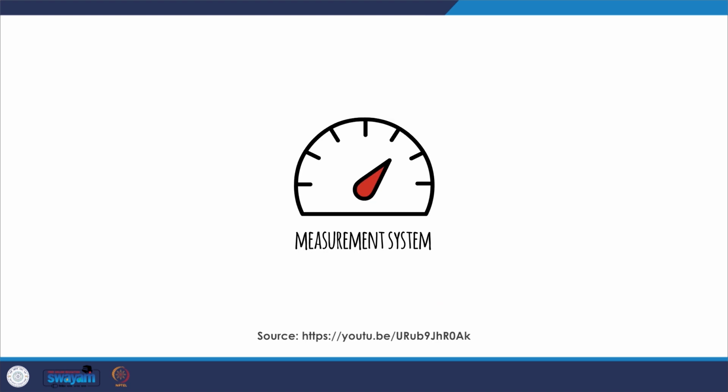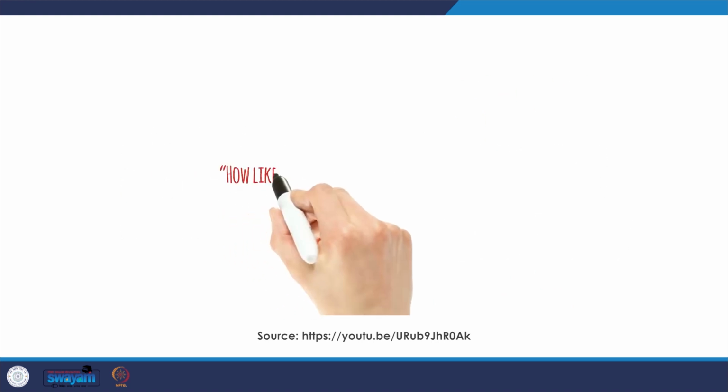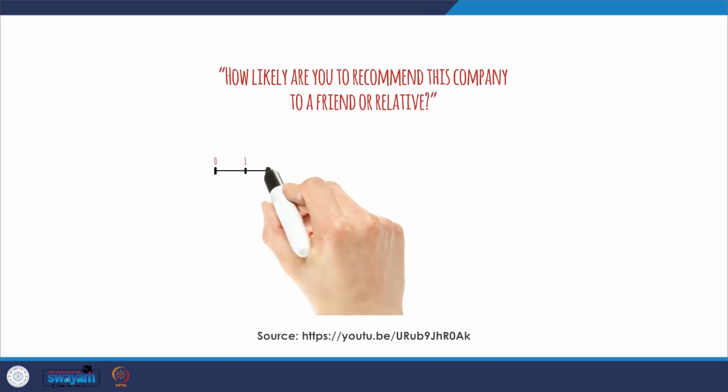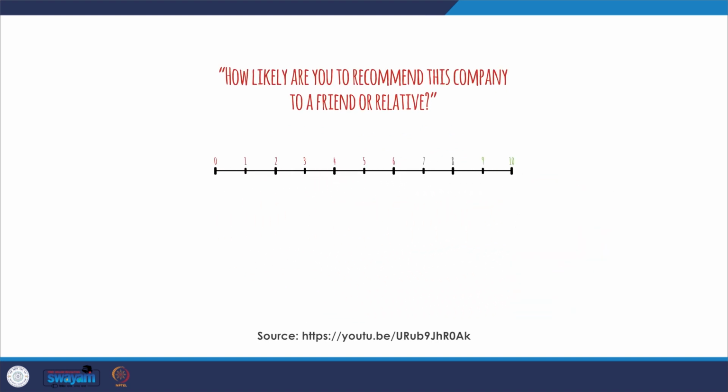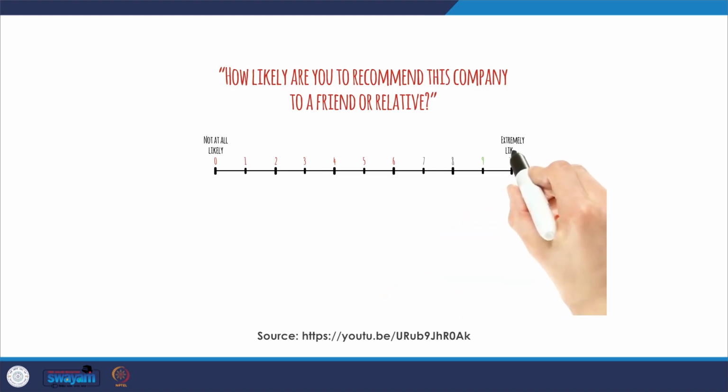First of all, let's describe the actual NPS measurement. It begins by asking customers a simple question. How likely are you to recommend this company to a friend or relative? Customers choose a response from an 11-point scale that goes from 0, not at all likely, to 10, extremely likely.